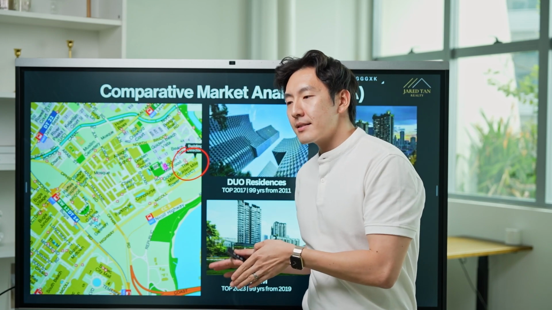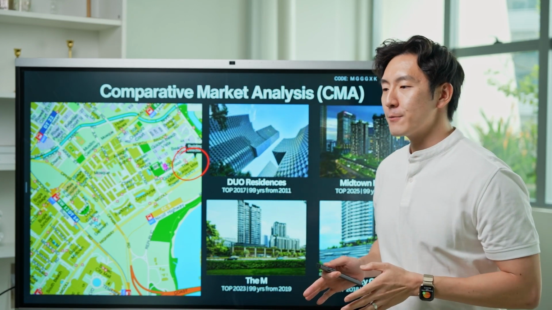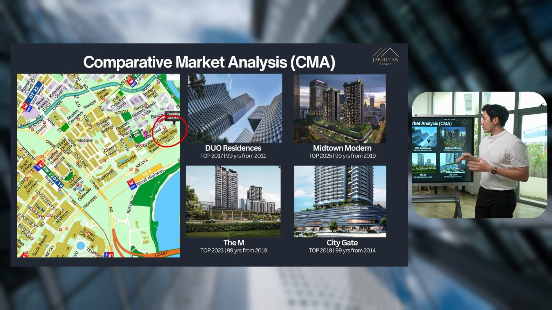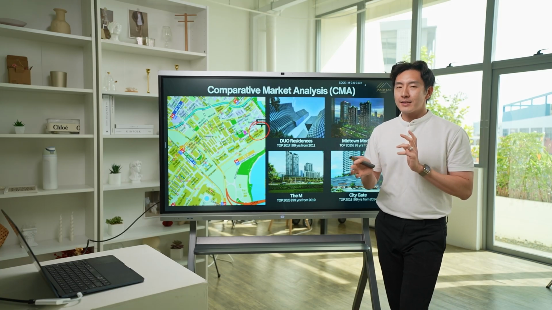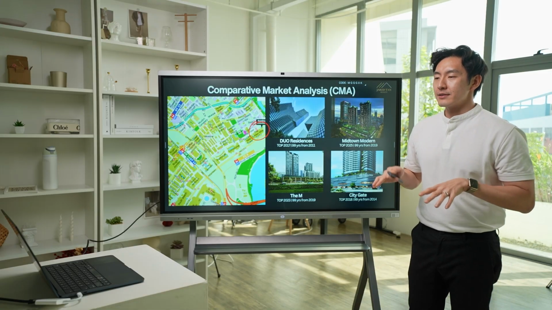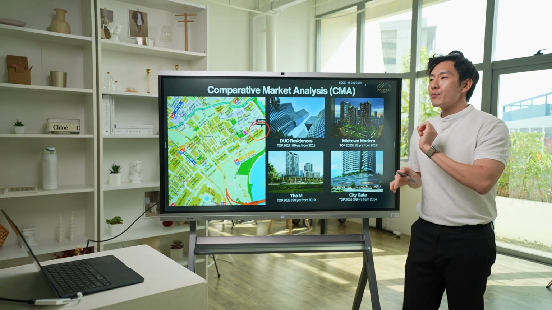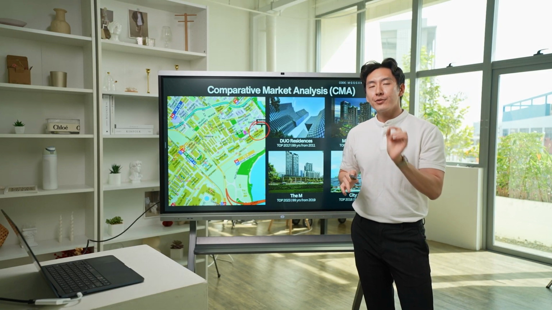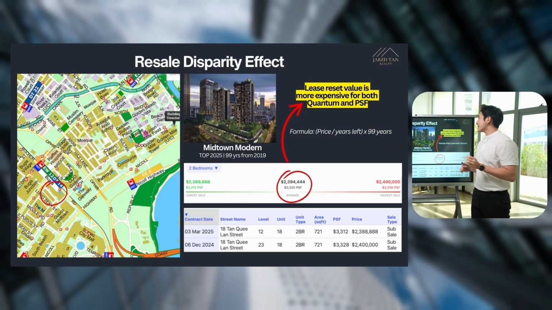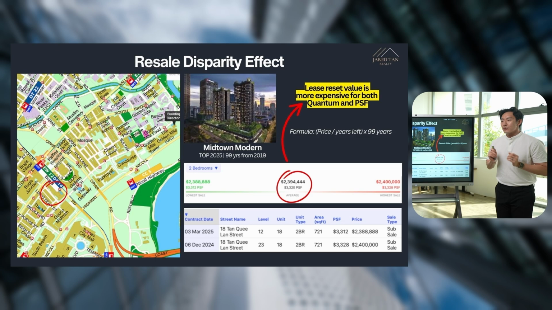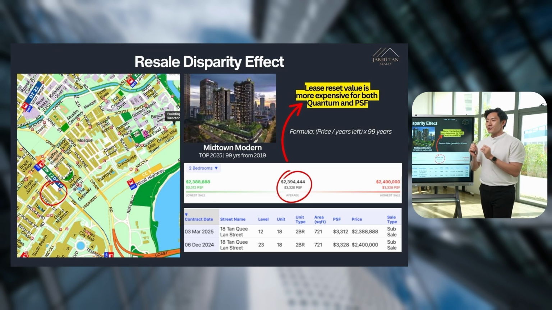So in this context here, I'm comparing with 4 other resale properties, which are Dual Residence, TOP in 2017, Midtown Modern, just recently TOP at the time of recording, The M, TOP 2 years ago, and Citygate, TOP about 7 years ago. So a very good contrast comparison, not biased towards anything. So it's a very balanced view of comparison that we want to see, whether the entry price per Aurea, how does it compare to your resale counterparts. So there's one concept here, what we call the resale disparity effect. Okay, we need to understand how Aurea compares to the resale property.